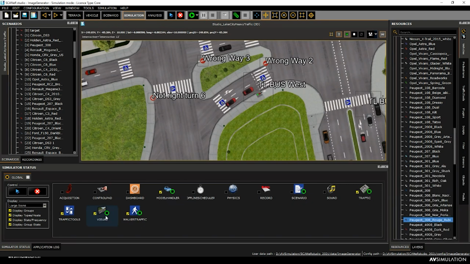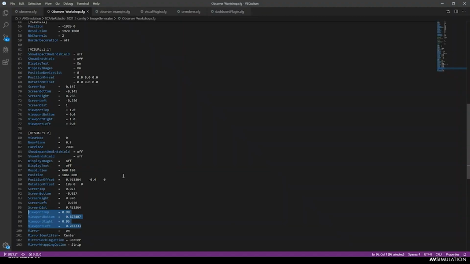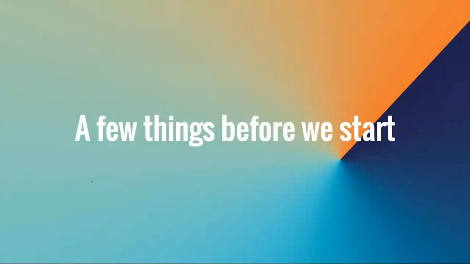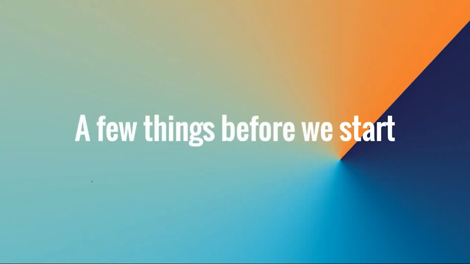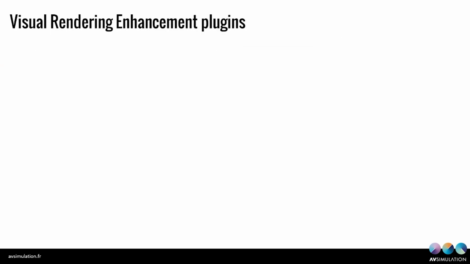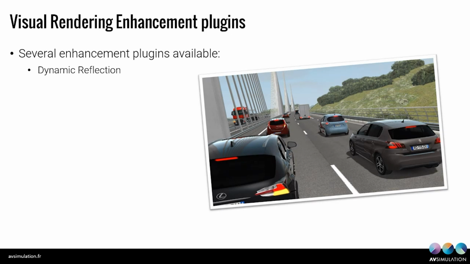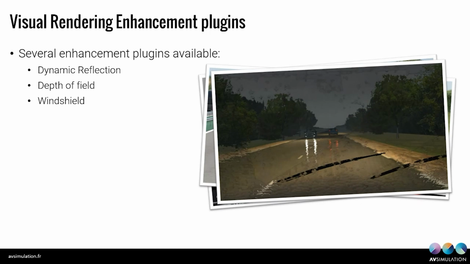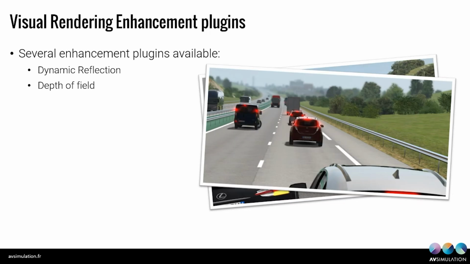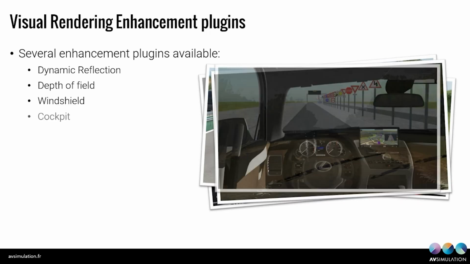I'm stopping the simulation and the visual because it needs to reload the new configuration file each time we change something. So in order to add plugins, as I have mentioned in my presentation, the different plugins we want to add are the dynamic reflection, the depth of field, and the windshield, but the windshield is a little bit more tricky in configuration, so we will only be doing dynamic reflection and depth of field for this presentation.